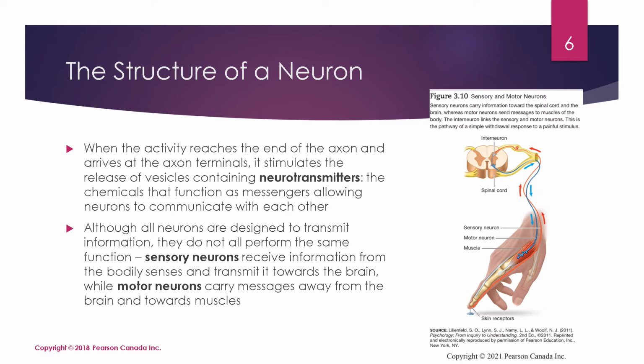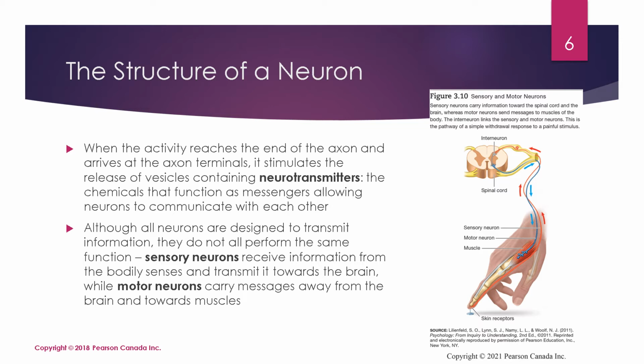So although all neurons are designed to transmit information, they don't all perform the same function. So there are specialized different types of neurons. We have our sensory neurons, which receive information from the bodily senses and transmit it toward the brain, while the motor neurons carry messages away from the brain and towards the muscles.